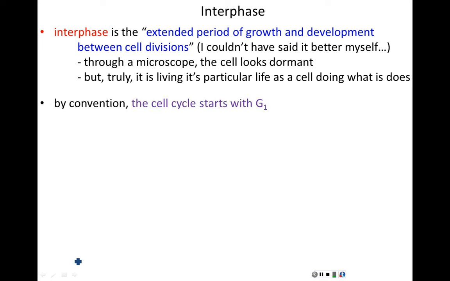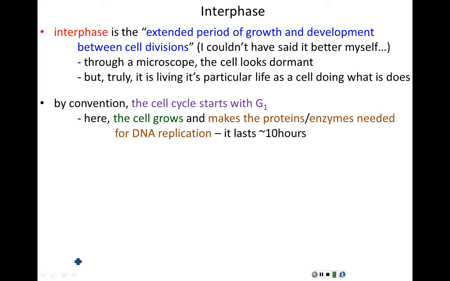Again, by convention, the cell cycle starts with G1. Here the cell is growing. It's making the proteins and enzymes that it needs for DNA replication. G1 lasts about 10 hours. Bacterial cells do the whole cell division, the whole thing, in about 20 minutes, and G1 alone takes 10 hours. After that, the cell must pass through its first checkpoint, the G1S checkpoint. It's at this checkpoint that the cell measures and makes sure, do we have everything we need for DNA replication?